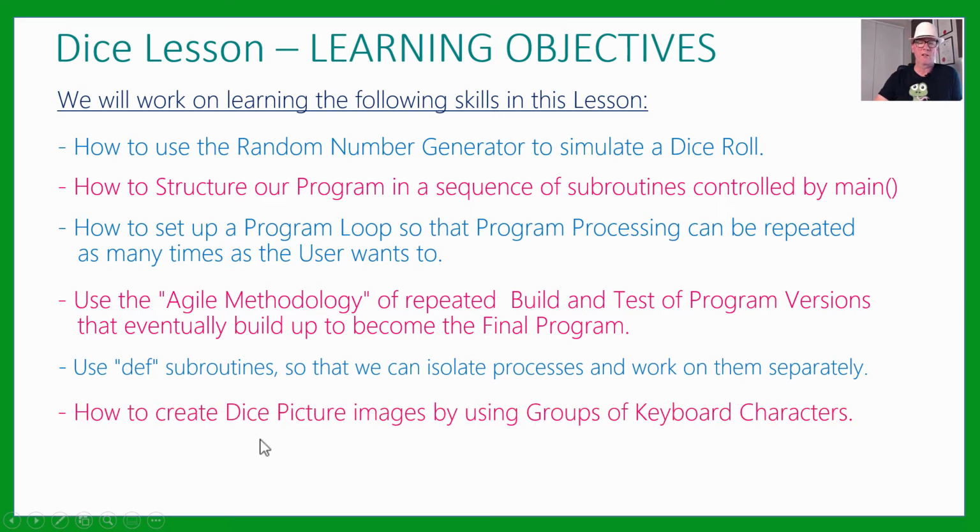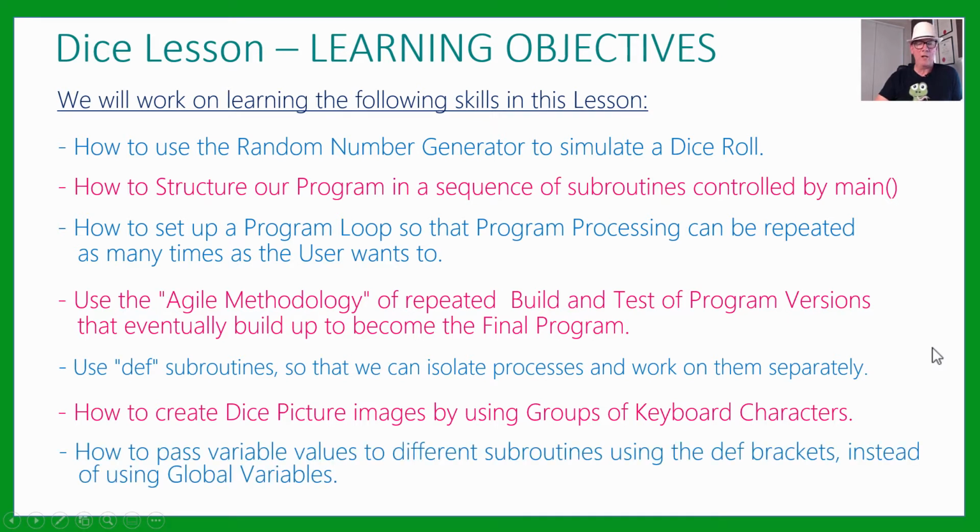We're going to create those little dice picture images just using groups of keyboard characters off the keyboard on the laptop or the computer. And we're going to pass variable values to different subroutines using the def brackets. That is something new, which we have not done before, and something that's very useful. We have used global variables. This is another way of doing the same thing, but it'll work better in this particular lesson, and then you'll know 2 ways of doing it.